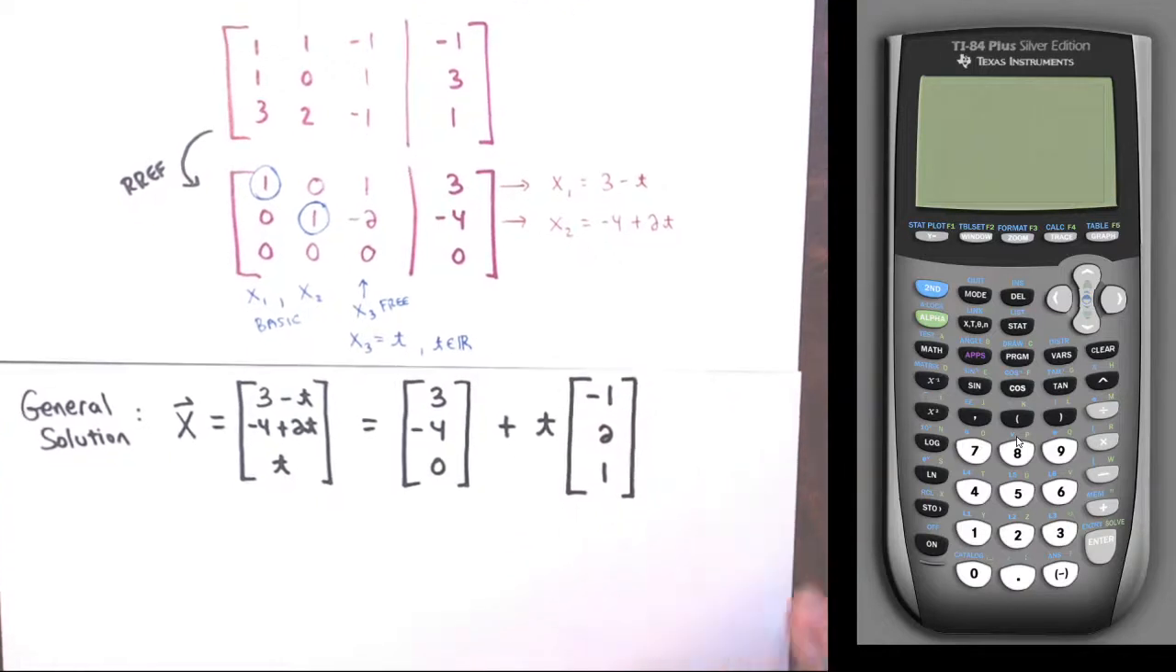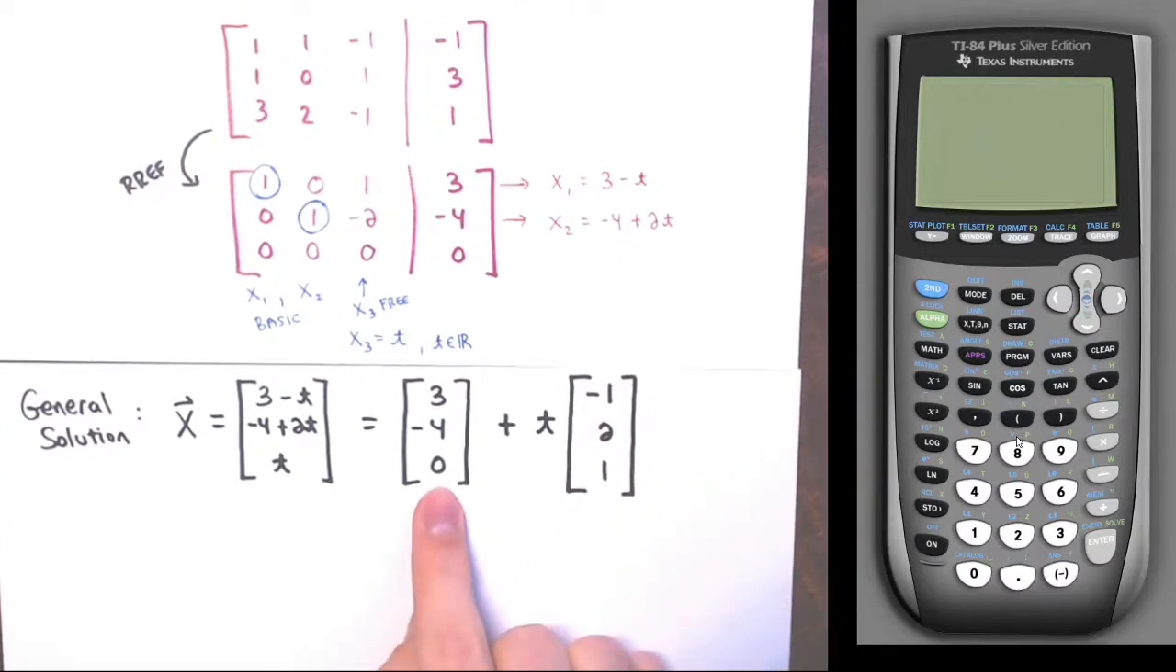Alright, so like before, this is a particular solution to the system. Then this t times (-1, 2, 1) describes the null space. These are all the vectors in the null space. These are the solutions to the corresponding homogeneous equation, Ax equals 0.